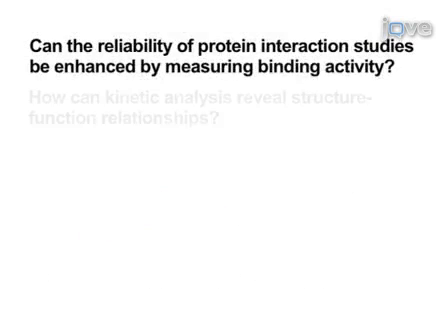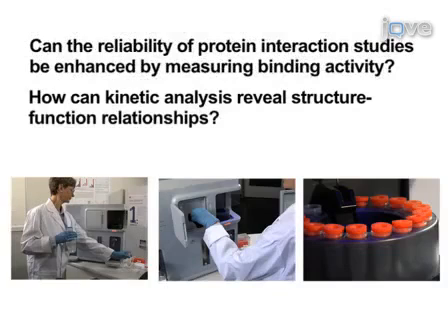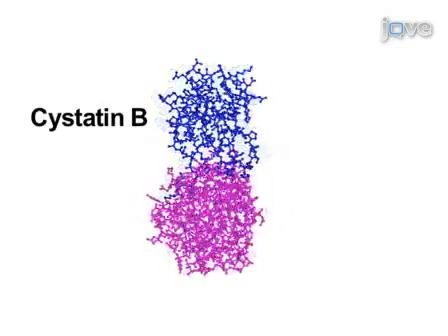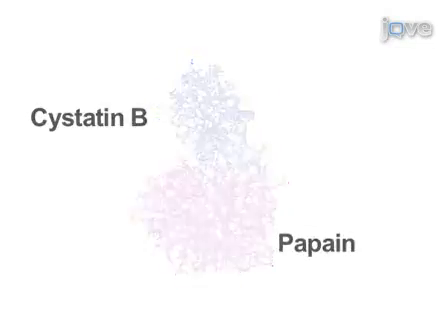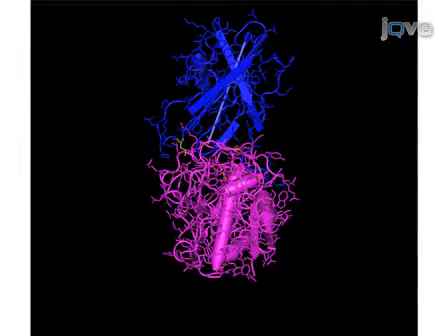Both of these questions will be addressed in an experiment involving Biacore X100, an instrument that detects protein interactions in real time without using labels. This experiment will examine the interaction of bovine cystatin B with the cysteine protease Papain. The crystal structure of the two proteins in complex points to several residues involved in binding to the protease.